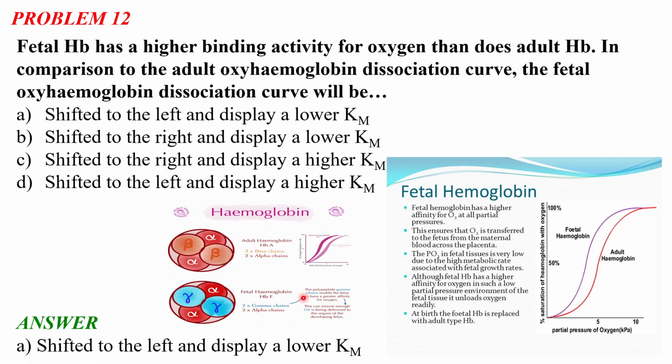Also remember that in adult hemoglobin we have 2 alpha and 2 beta chains, and in fetal hemoglobin we have 2 alpha and 2 gamma chains, and due to these 2 gamma chains we have higher affinity toward oxygen for the fetal hemoglobin, which is important for the developing fetus. Okay, now I will move toward the next problem.